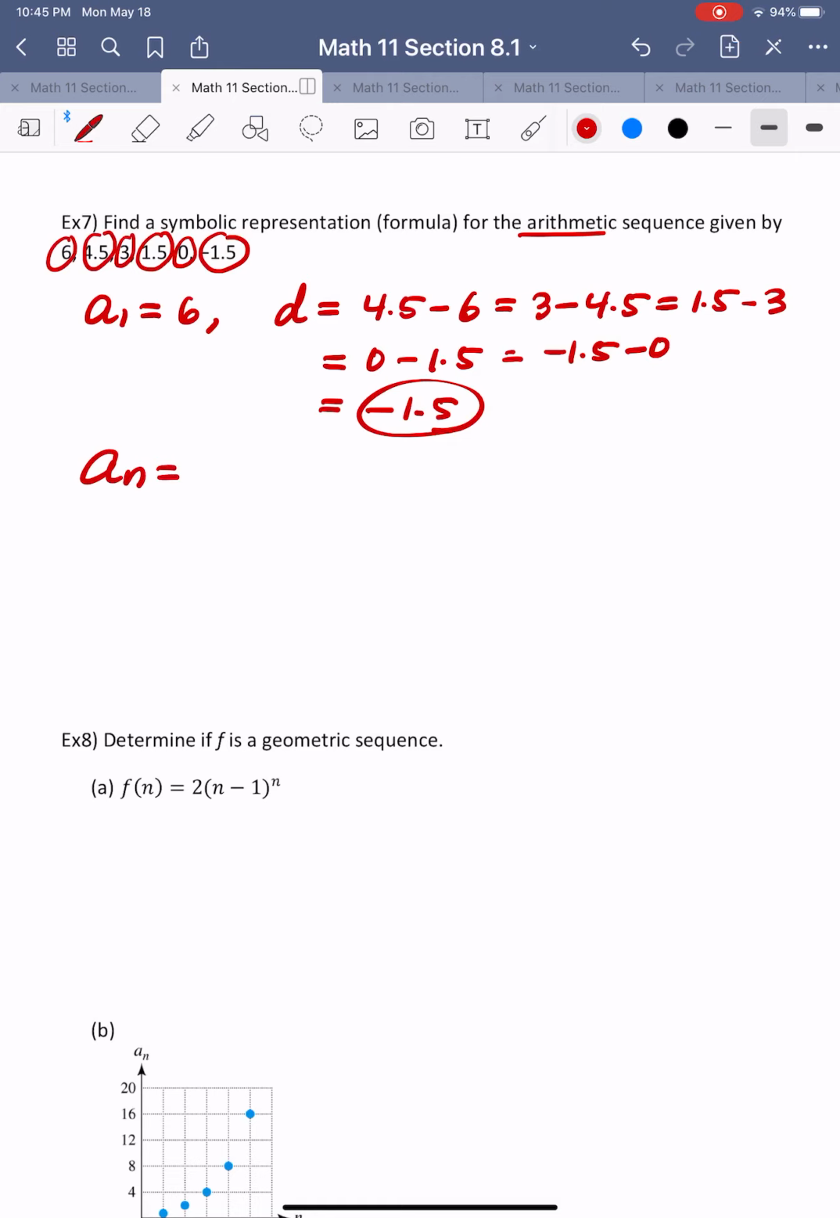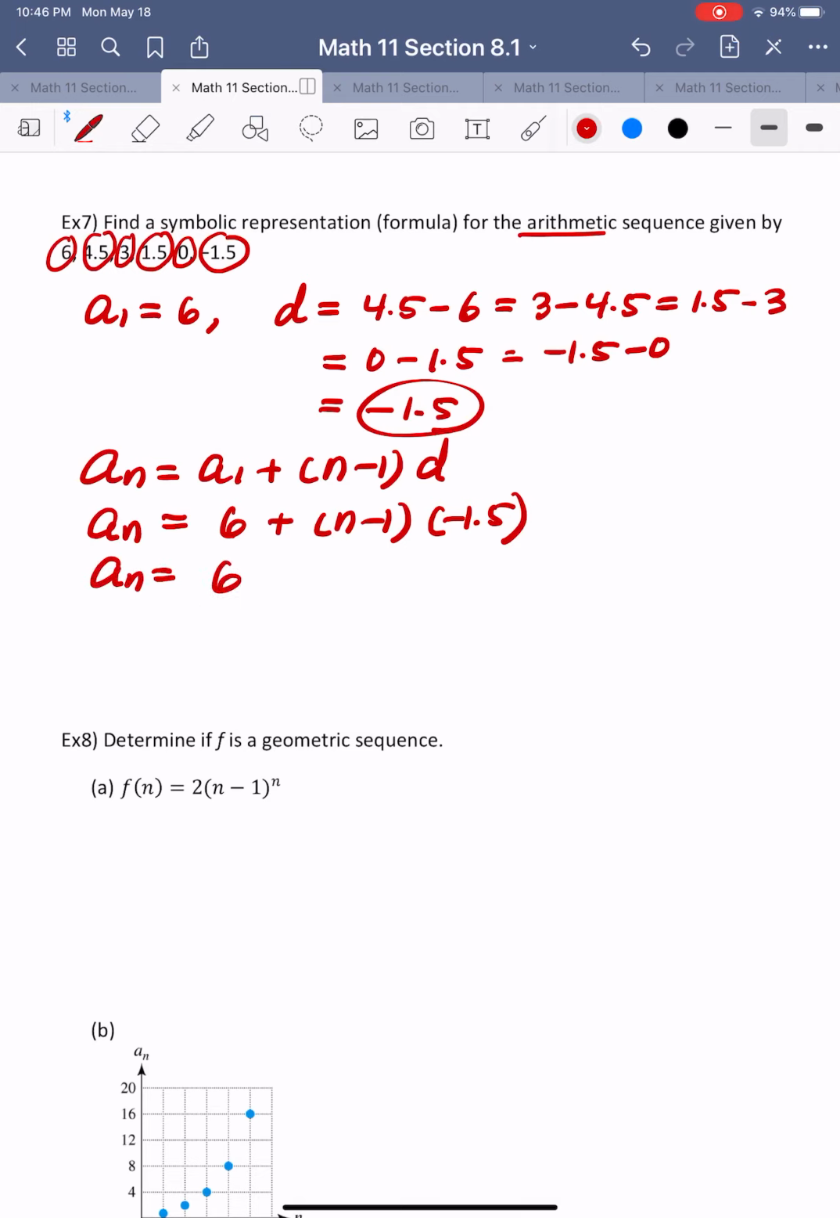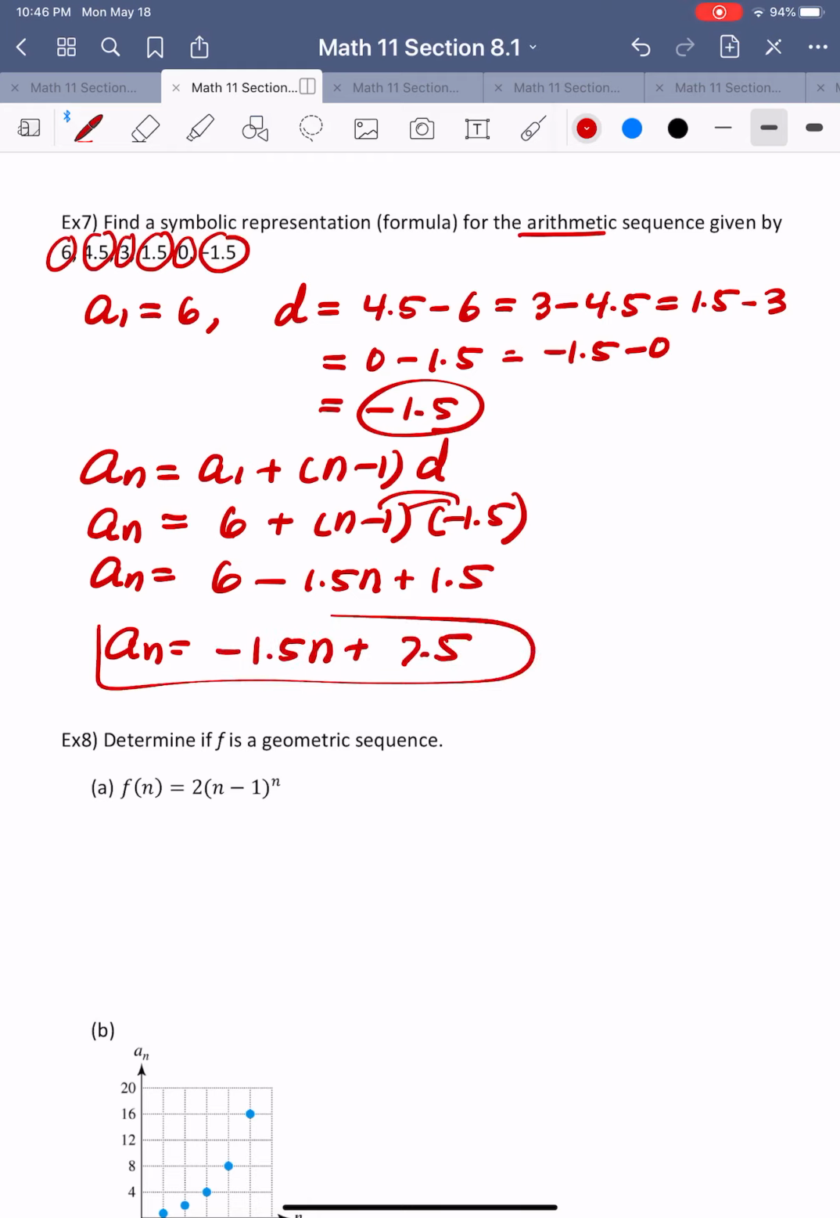Now we are ready to write it. So a sub n is a sub 1 plus n minus 1 times d. A sub 1 is 6, n minus 1 times negative 1.5, which is a sub n. Now simplify: 6 plus multiplying the inside gives negative 1.5n plus 1.5. Now your a sub n is going to be negative 1.5n plus 7.5. Okay, so that's all.